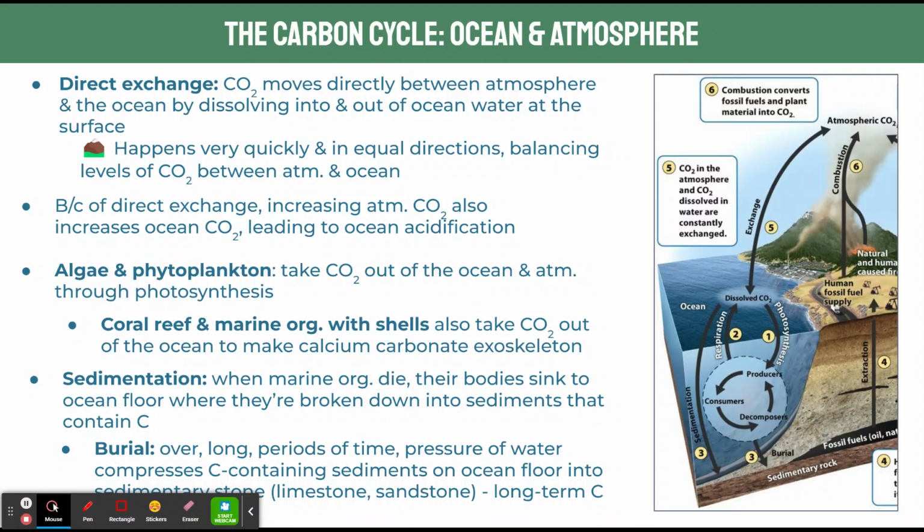And in turn, we are chopping down so many trees through deforestation that we're removing our carbon sinks, which take away carbon from the atmosphere. So this direct exchange between the atmosphere and the ocean and other carbon sinks, such as forests, is becoming incredibly imbalanced due to human activity.